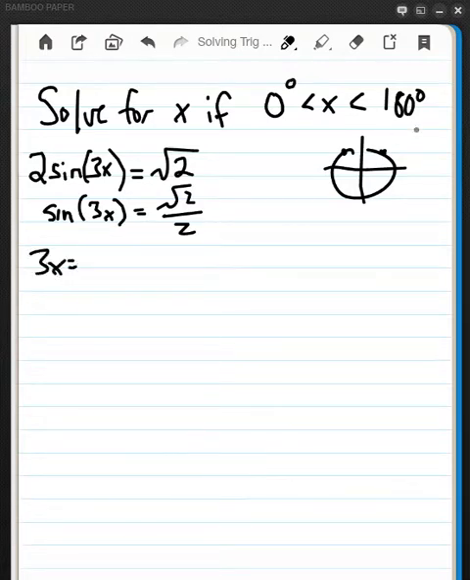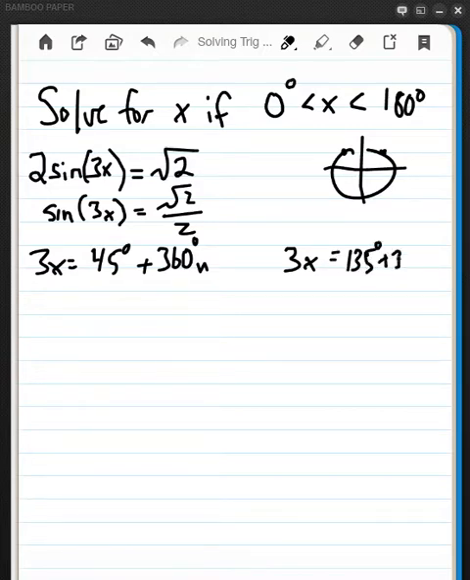3x is equal to, the first angle is 45 degrees, so 45 degrees, plus you can go in a circle as many times as you want. The second angle measurement would be 135 degrees. And again, you can go in a circle as many times as you want and end up at the same coterminal place where your sine of that angle would be root 2 over 2.